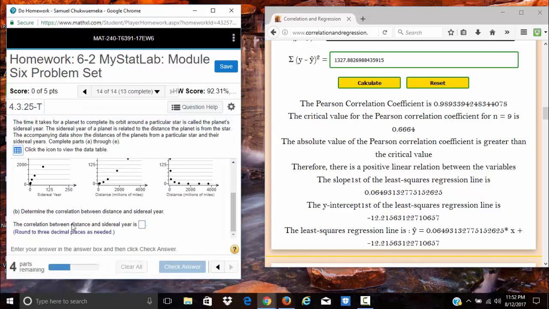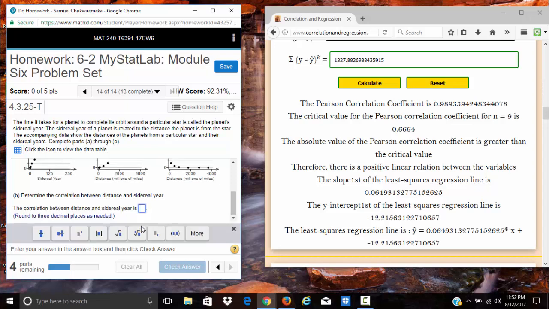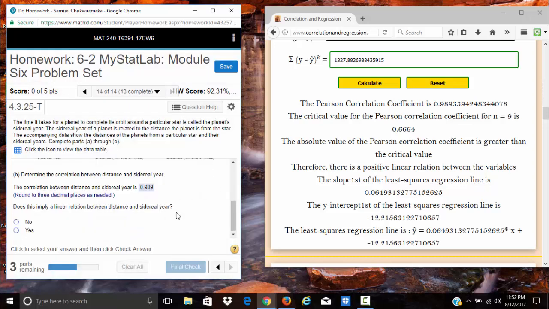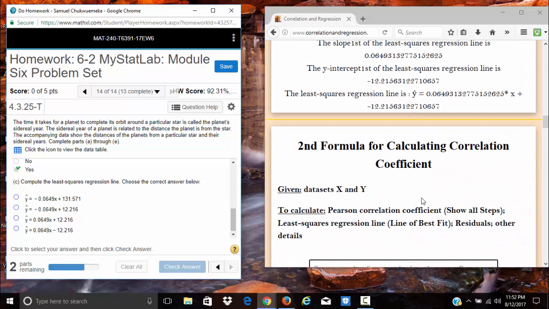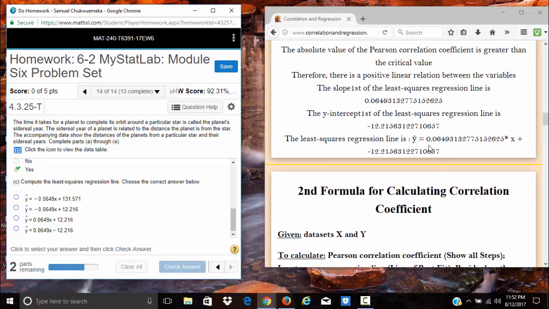So the correlation between distance and sidereal year here to 3 decimal places will be 0.989. Okay. Does this imply a linear relation? Of course, there is a positive linear relation. Yes. There you go. Compute the least squares regression line, and that is right here.